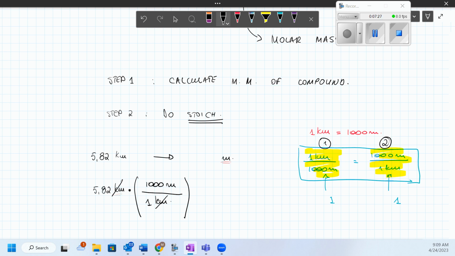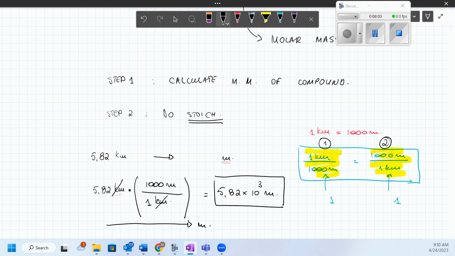So in other words, if kilometers are in the numerator, then kilometers has to be in the denominator. Or if kilometers are in the denominator, then it has to be in the numerator with the ratio that you are multiplying by. So what you have now are the units in meters. So this will be 5.82 times 10 to the power of 3 meters as the final answer, considering the significant digits. Okay, so this, whatever we did here, is stoic.